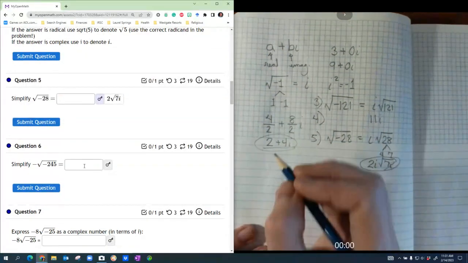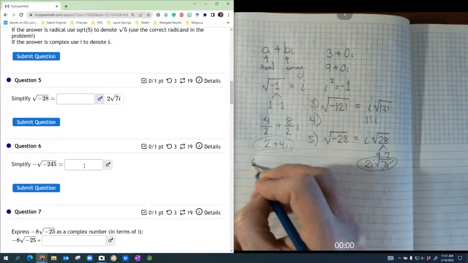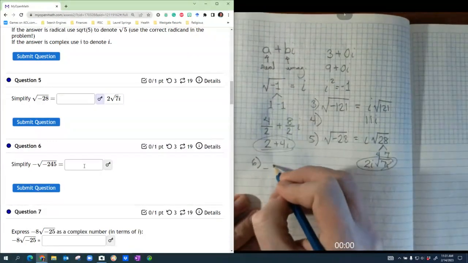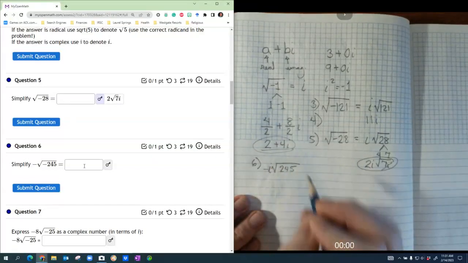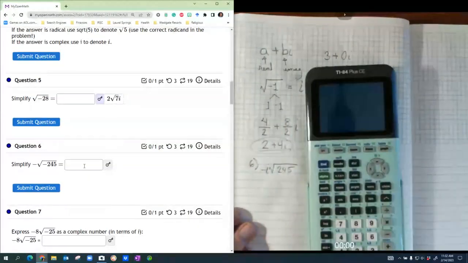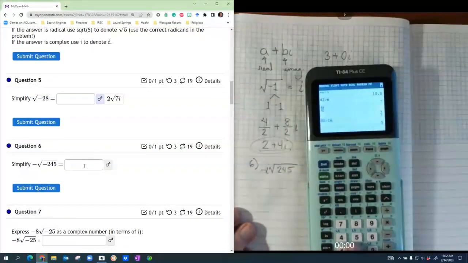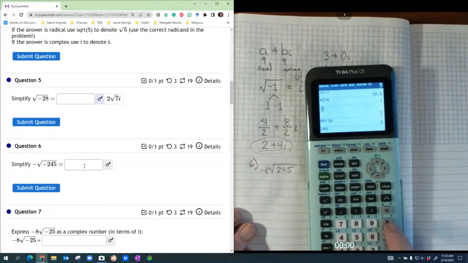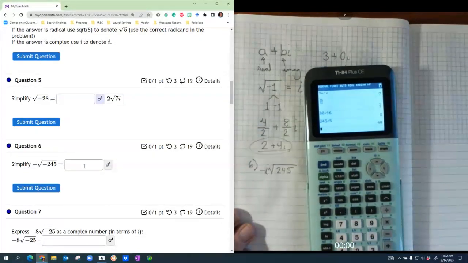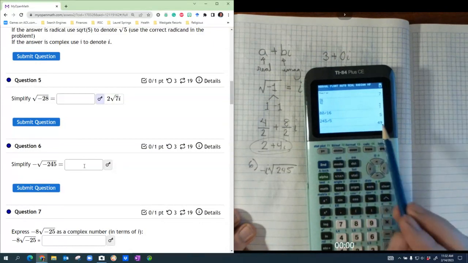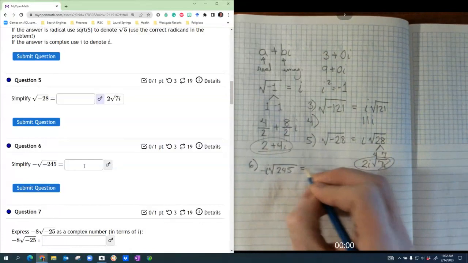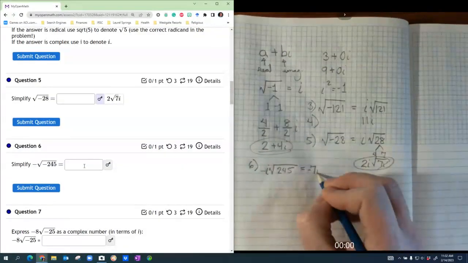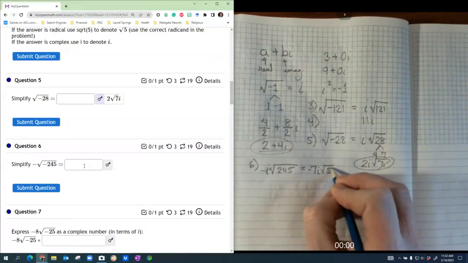Okay. Now, taking a look at number 6, we have the same ideas going on here. We're going to go ahead and take out the I right away. All right. And then I go ahead and look at 245. And immediately I'm going to divide it by 5 and see what happens. 245 divided by 5 gives me 49, and radical 49 is 7. So I'm going to get negative 7I, and then I'm going to have a 5 left over.